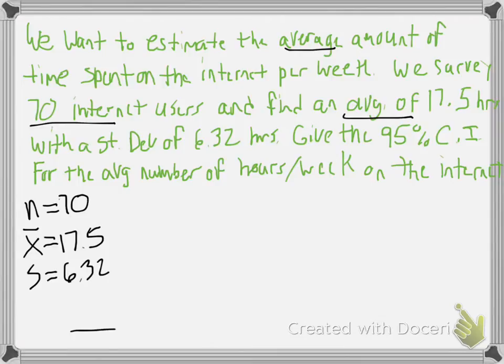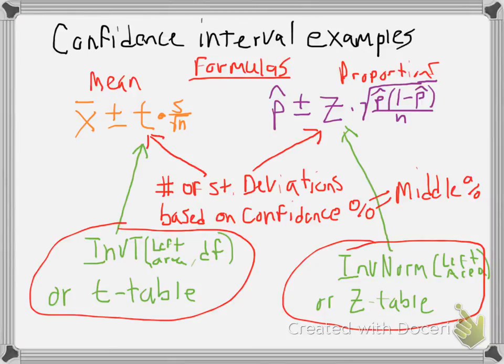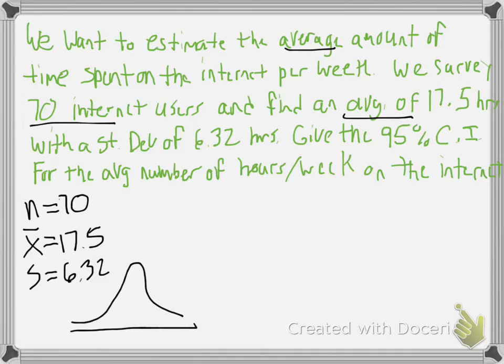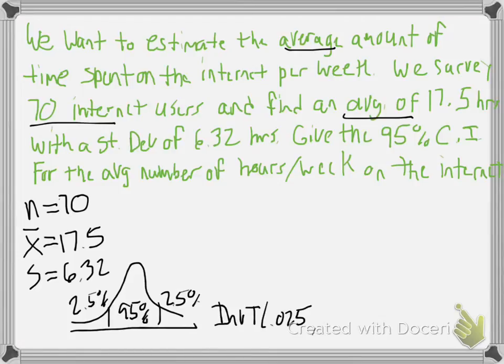So all I've got to do is look up this t-score now. It's a 95% confidence. Remember, I'm looking up a t because it says t right there for the mean formula. Put 95% in the middle. A lot of people forget this and they just do inverse t of 95%, but they actually have to put 95% in the middle, which means 2.5% in each tail. So we're going to do inverse t of 0.025. And remember, inverse t also wants to know the degrees of freedom.